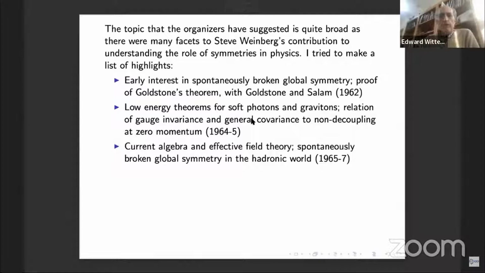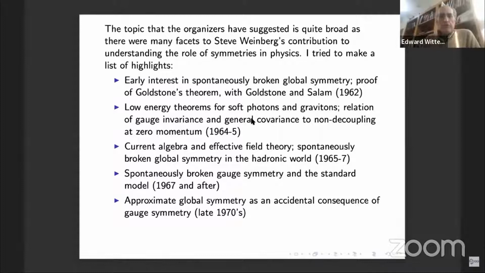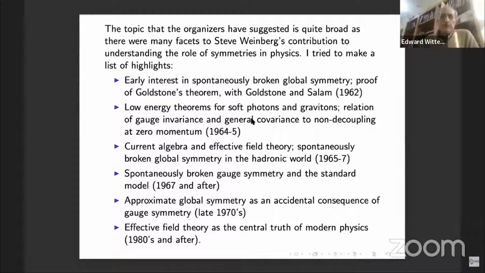Then there was current algebra and effective field theory, spontaneously broken symmetry in the hadronic world, spontaneously broken gauge symmetry and the standard model, approximate global symmetry as an accidental consequence of gauge symmetry, and effective field theory as the central truth of modern physics. Those are at least six main topics in Steve's work on the significance and role of symmetries in physics. We didn't hear much about the second one in the first two talks, but the first two speakers said a fair amount about most of the other five topics here.